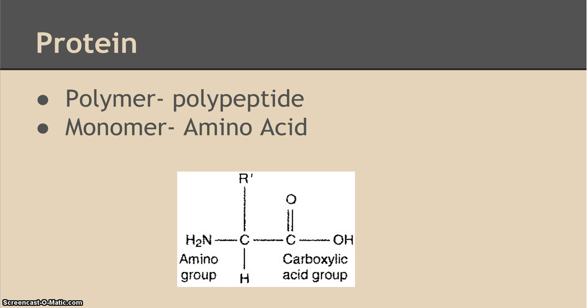The protein has a polymer, which is called a polypeptide, and the amino acid is the monomer of a polypeptide. Now let's go back to that polypeptide word. Polypeptide is not just the name of the polymer, but the polypeptide can mean just one protein. But polypeptide generally means just the string of amino acids. And then when we put many polypeptides together, we actually get the protein.